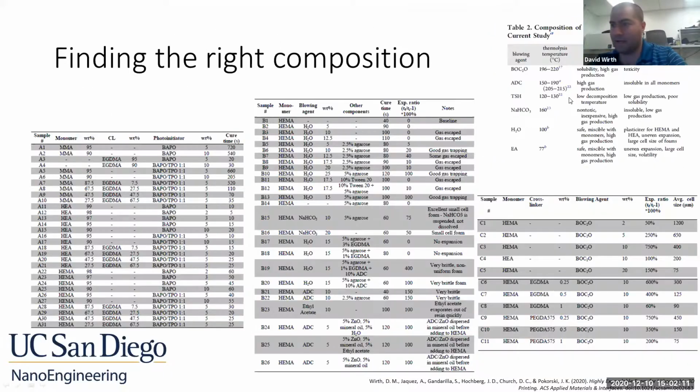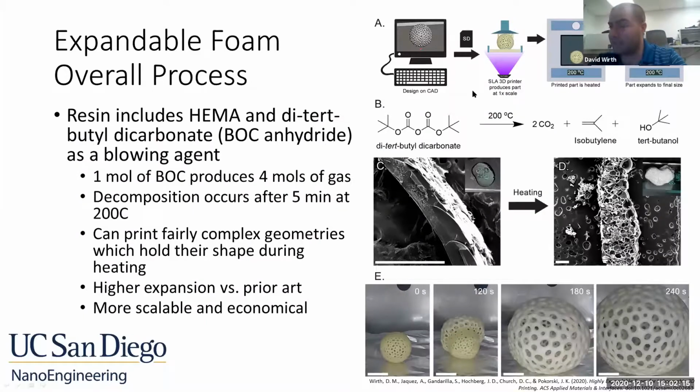Basically consisted of trying a lot and erroring a lot. The idea here is you can make something on CAD, print the thing, heat it, and it expands, right? And to get the chemical formulation down, that was really the hard part, because there's not a lot of blowing agents that will dissolve in these monomers.